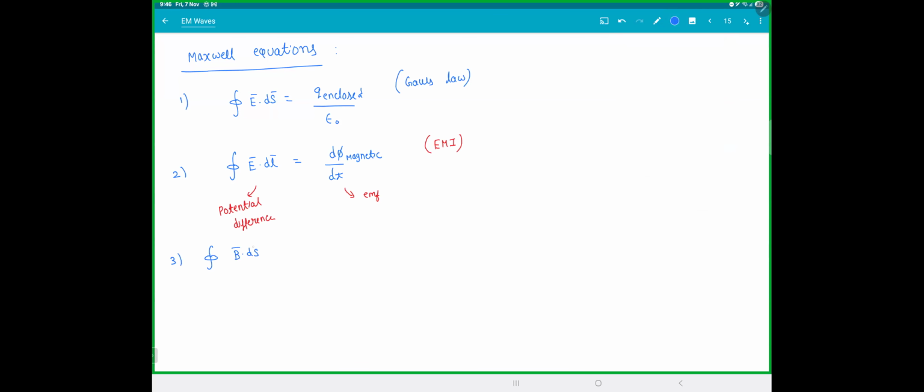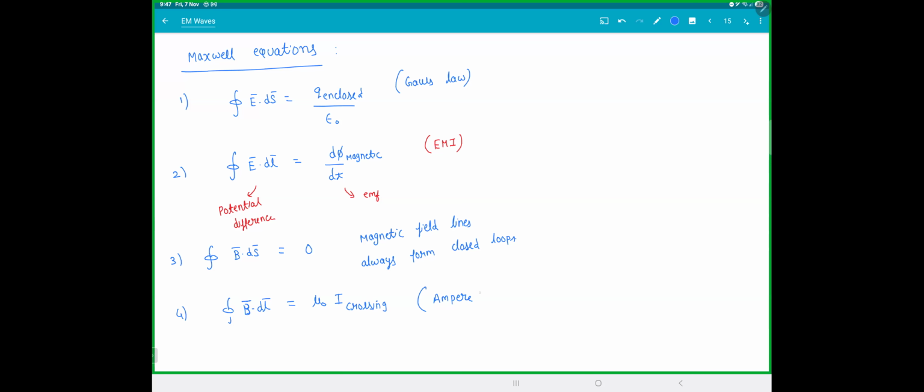Integral B dot ds is 0 because magnetic fields always form closed loops. This we said in EMI ka introduction mein. Or you can say magnetic monopoles don't exist. The fourth one, integral B dot dl, is mu naught I enclosed, Ampere's law. So these 4 equations together are called as Maxwell equations.